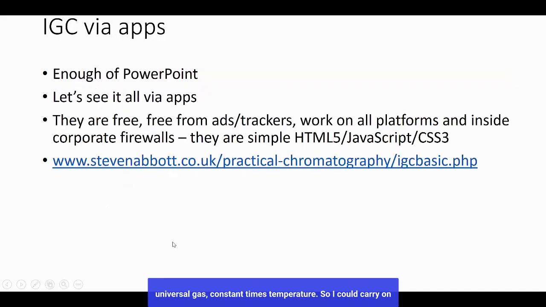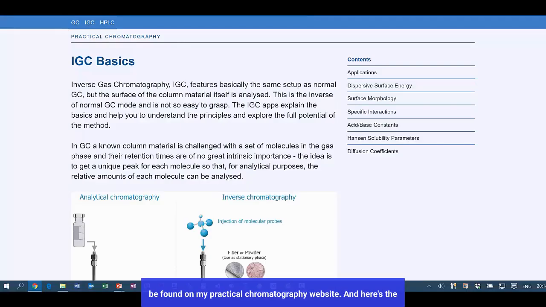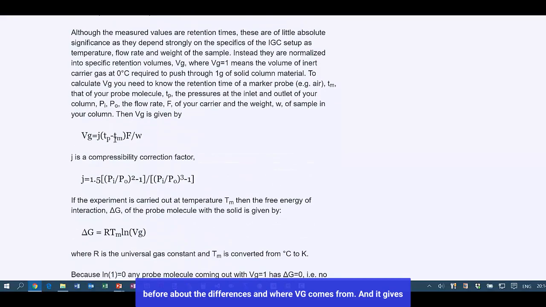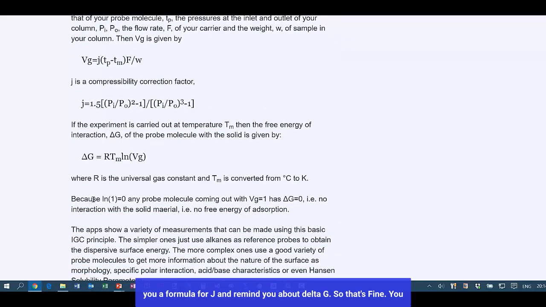So I could carry on giving you PowerPoint slides, but I want to go straight to the IGC apps. They're free from ads and trackers, they work on all platforms and inside corporate firewalls, and they're simple HTML5, JavaScript, CSS3. As I said at the start, they can all be found on my practical chromatography website. And here's the first one, IGC Basics. And this just tells you what I've described before about the differences and where Vg comes from, and it gives you a formula for J and reminds you about delta G.